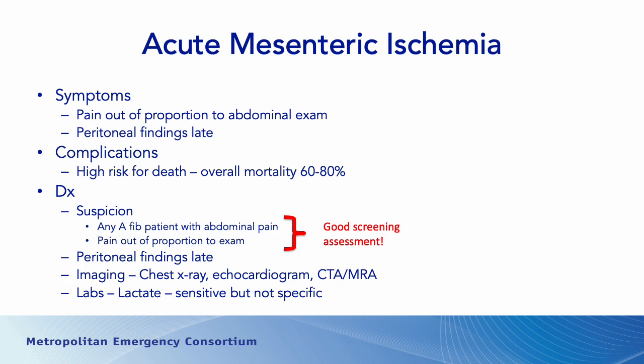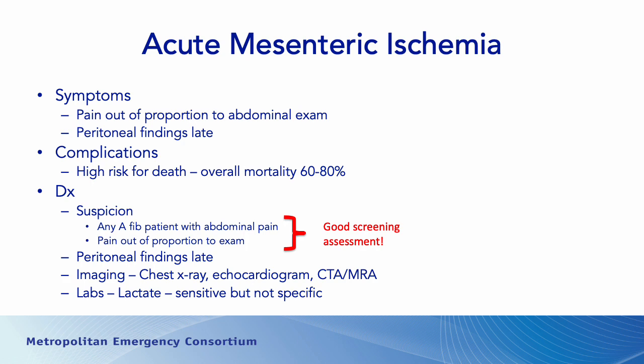So how about symptomatology? Key thing for this is, patients tend to have pain out of proportion to their abdominal exam. They are very uncomfortable. They may be screaming in pain, but if you check their belly, it might be soft. It may not be distended. You're just unimpressed by their abdominal exam. These patients typically develop what we call peritoneal signs with the guarding and the tenderness late in the course of their illness. So if you have a patient who has abdominal pain that's out of proportion to what you find in an abdominal exam, think about abdominal ischemia. Again, these patients have a high mortality rate of 60 to 80%.